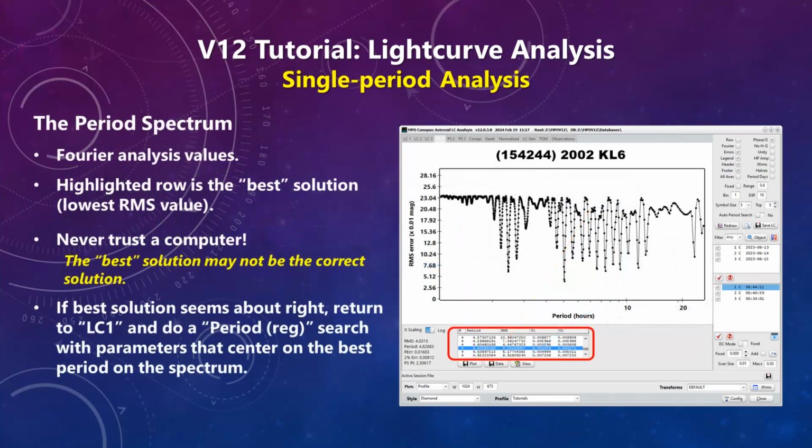The list box shows some of the output of the FALC program by Alan Harris. The U1 and U2 values are used internally to find the best RMS fit. They are not needed anywhere else in MPO Canopus. It looks like the auto search method found a reasonable first solution. Return to the LC1 tab, reset the search parameters to use period reg, and a combination of a minimum period, step size, and steps that is centered on the most likely period.